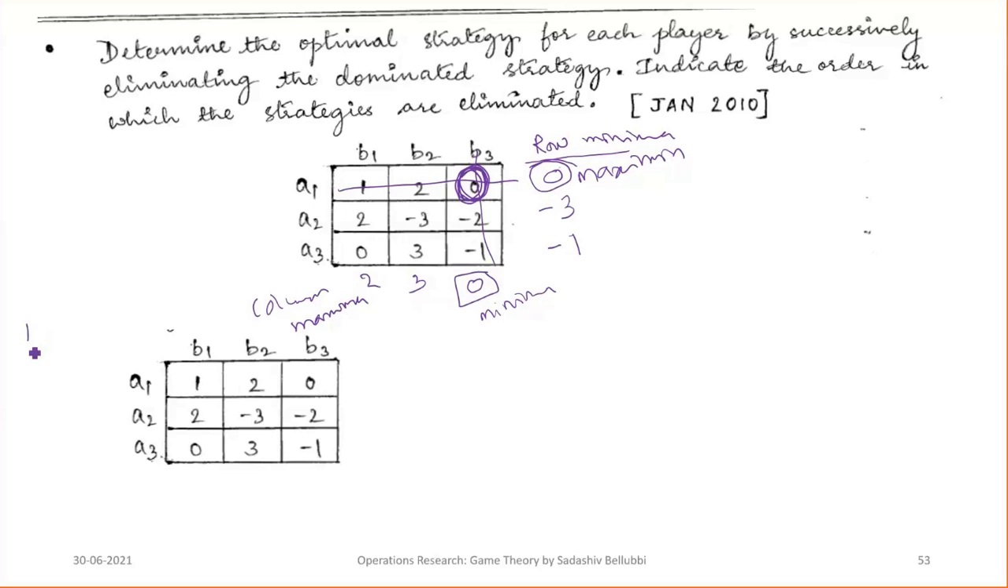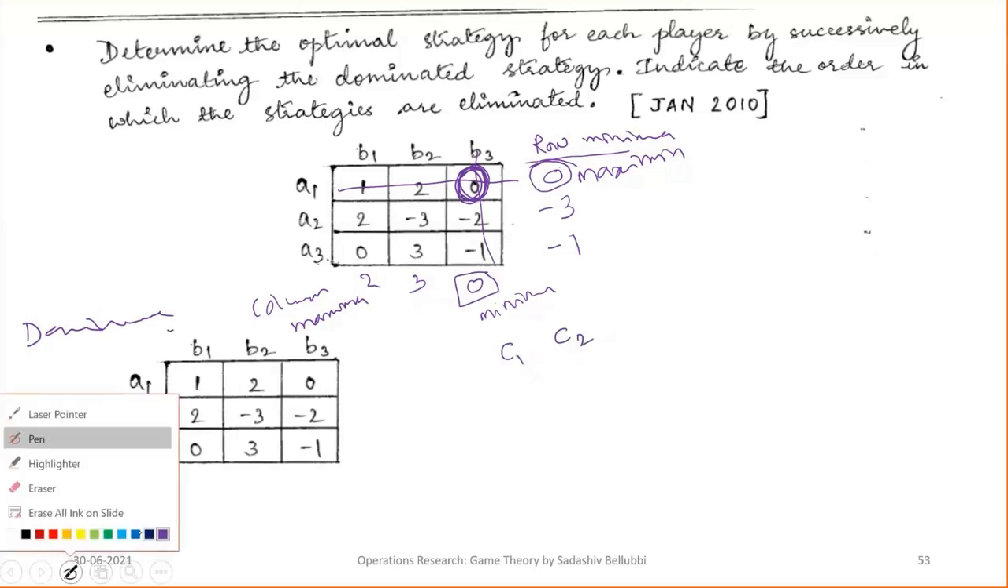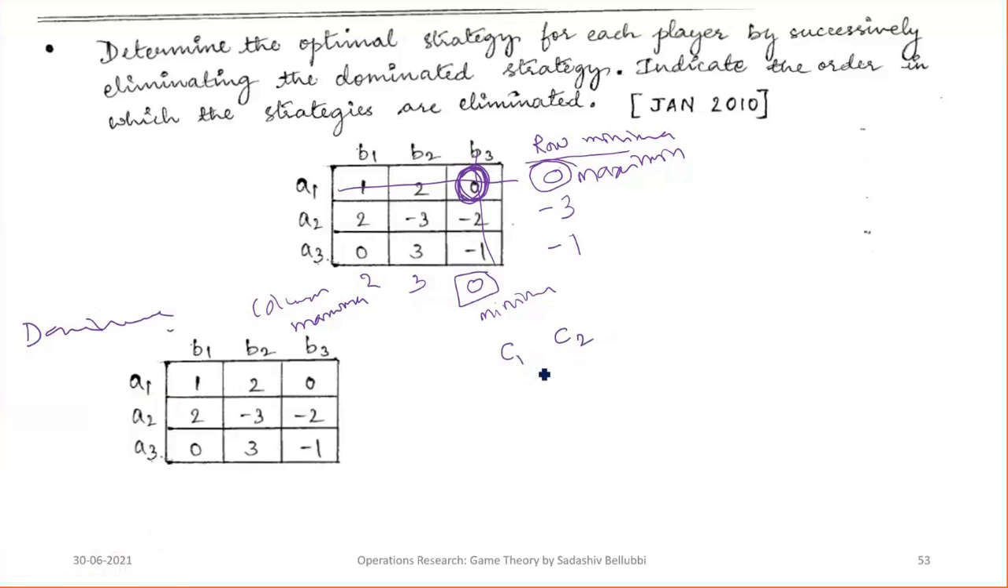Now we need to compare either rows or columns. First, if you compare the columns, C1 and C2 columns. The elements of C1 are 1, 2, 0 and for C2, 2, -3, 3.